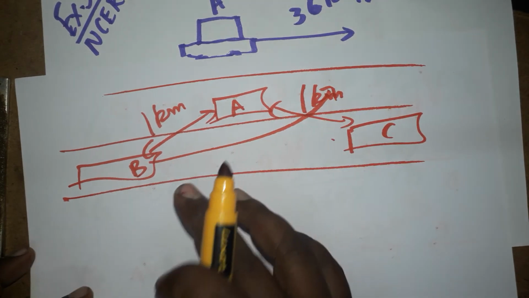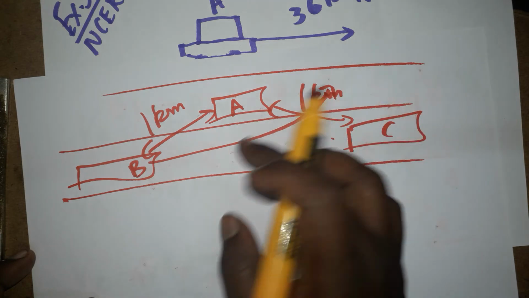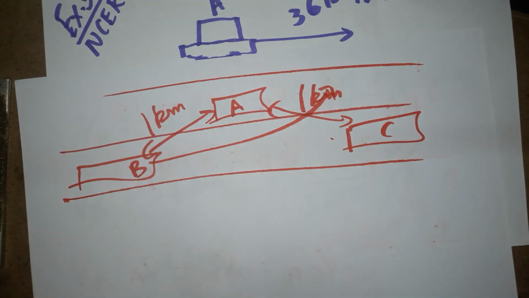So what acceleration should B give to go ahead of A and overtake A before C arrives? That's the question. It's a little difficult to understand.